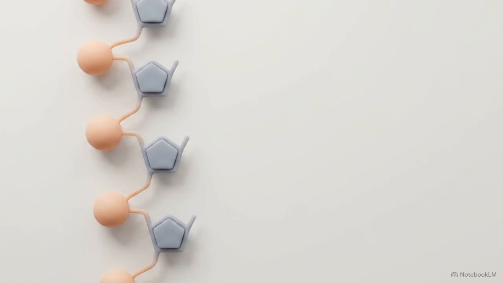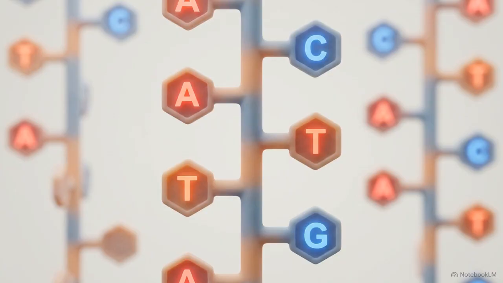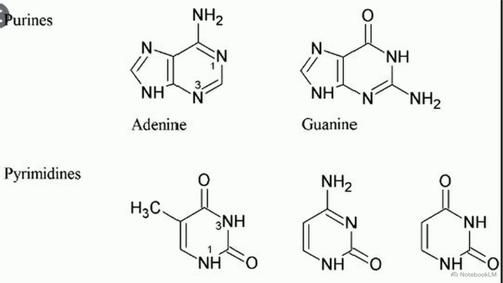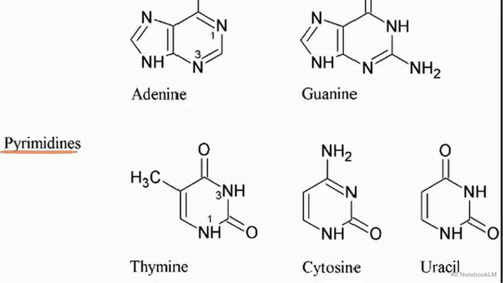While the sugar and phosphate form the uniform backbone of the molecule, the 3rd pillar, the nitrogenous base, provides the variable data. These bases act as the specific letters of our genetic alphabet. This diagram displays the 2 main base families. At the top are purines, adenine and guanine, characterized by a larger double-ring structure. The bottom half shows pyrimidines, cytosine, thymine, and uracil, which are defined by a smaller single-ring framework.